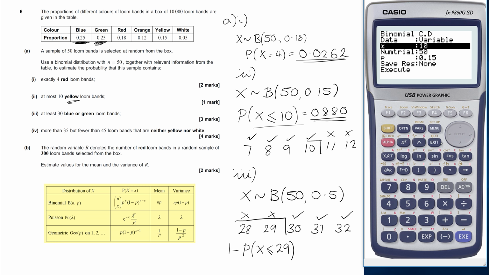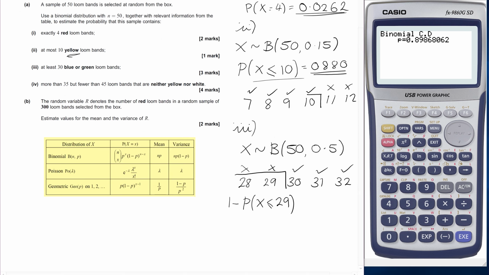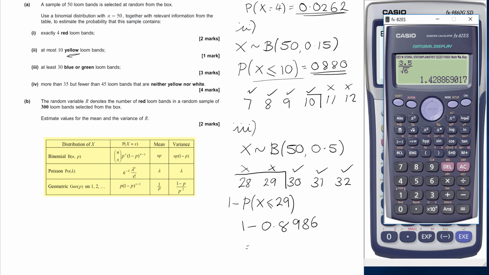So we'll come back into here. This time my key value is 29, number of trials 50, and my probability is a half, 0.5. Working out what that is, 0.8986. So for this question, it's 1 minus 0.8986. I'm then going to use my other calculator just because it's quicker to calculate that probability.